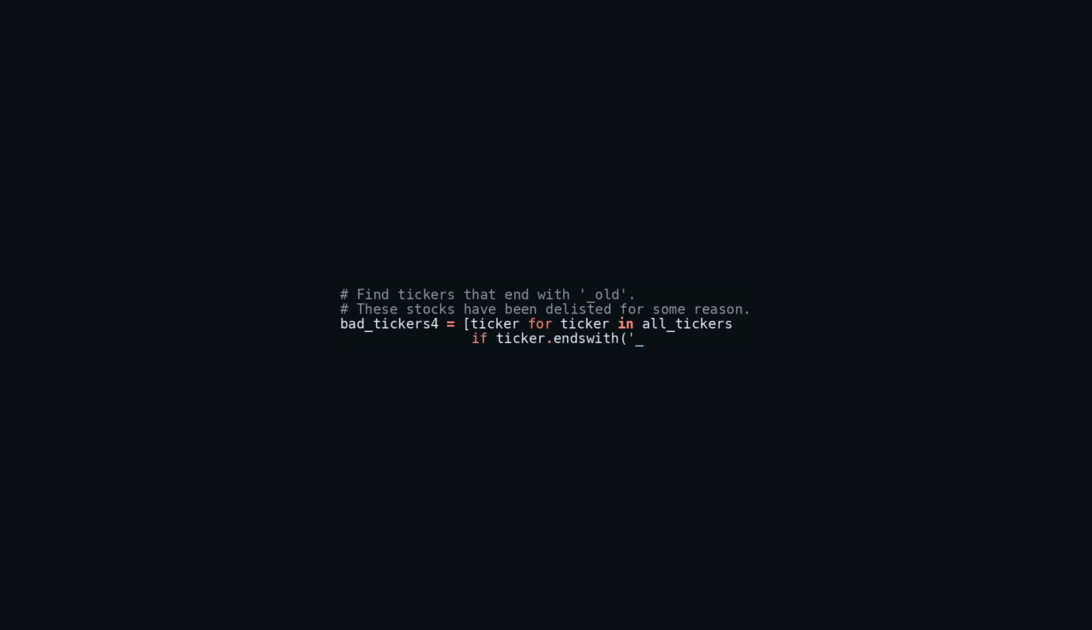This code snippet filters through a list of stock tickers, all tickers, to identify those that end with the suffix _old, indicating that these stocks have been delisted. The code uses a list comprehension to check each ticker in the list and adds it to the bad tickers list if the ticker name ends with _old. This approach is useful for identifying delisted stocks with this specific suffix, providing crucial information for further analysis or decision-making related to investment strategies or portfolio management.